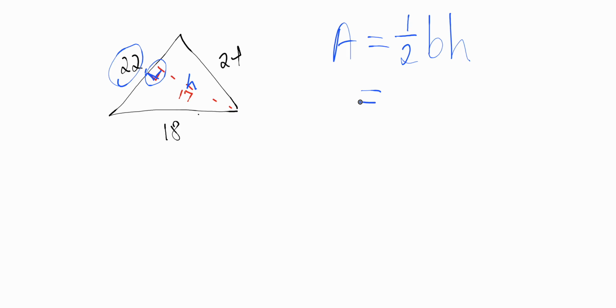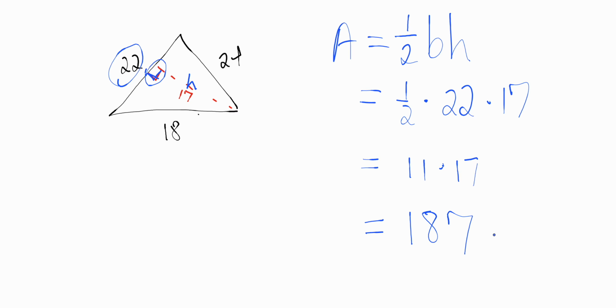So substituting in those numbers, we have 1/2 times our base, which is 22, times our height, which is 17. You can take either half of the total, so we can do that multiplication. We could take half of the 22, or we could take half of the 17. I'm going to just take half of the 22 since they're right next to each other, and that's going to give me 11 times 17, or an area of 187.